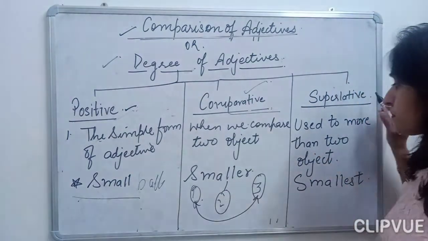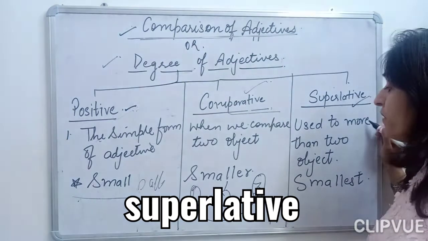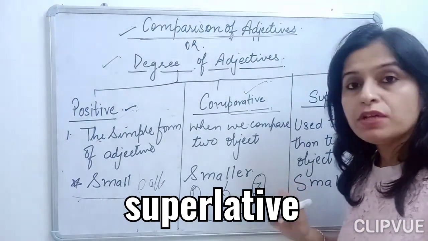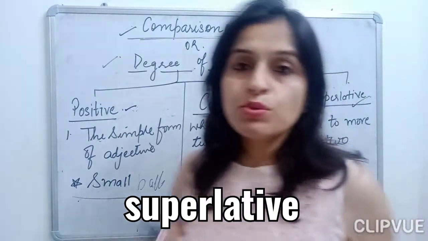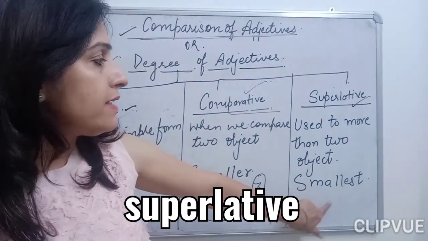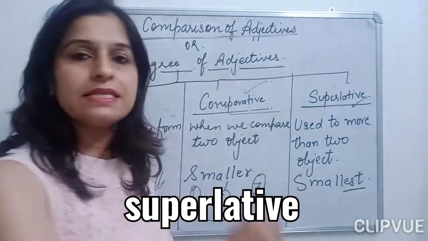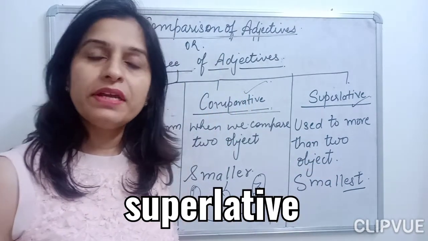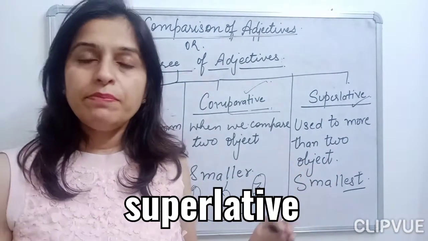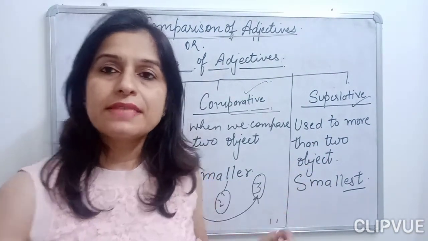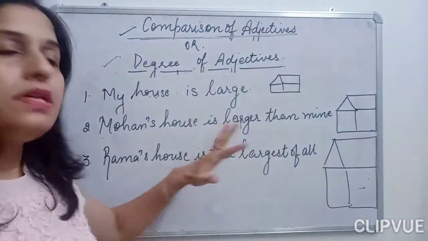Then the superlative degree. Superlative degree means, children, when I am comparing it with more than 2 objects. That is the highest, last degree, and that is why we add est to make it the superlative degree. Now all this is the conceptual knowledge, children. Let me explain with some examples here. Let's try to understand with the help of these examples.